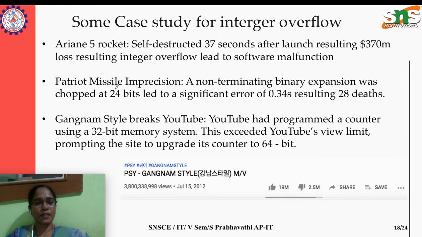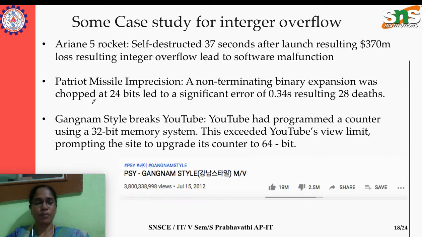And one more: the Patriot missile imprecision. This was a US missile used during the Gulf War in South Korea to counter-attack the missiles from Iraq. Due to the chop-off concept, since the register size is 24 bits, the chopping off led to a significant error of 0.34 seconds. That led to the loss of 28 civilian lives.